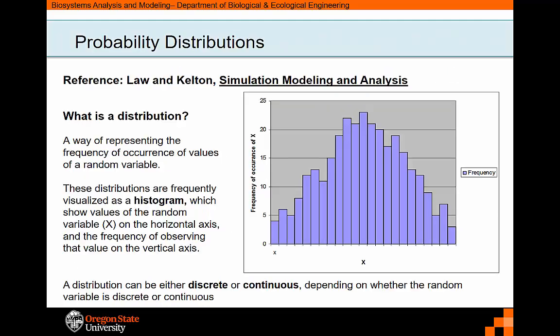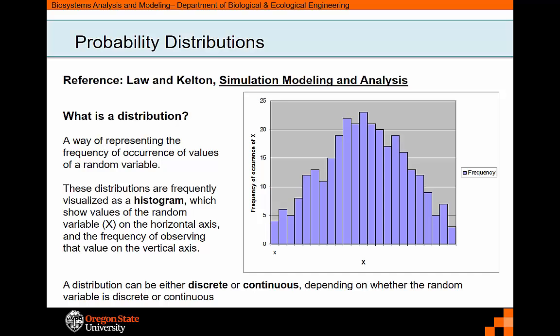To represent the variability associated with a random variable, we turn to probability distributions. Probability distributions are a way of representing the frequency of occurrence of values of a random variable. These are typically represented as a histogram, which plots values of a random variable on the horizontal axis and the frequency with which we would observe those values of the random variable on the vertical axis. Thus, a histogram gives us a sense of the likelihood of observing different values of a random variable.